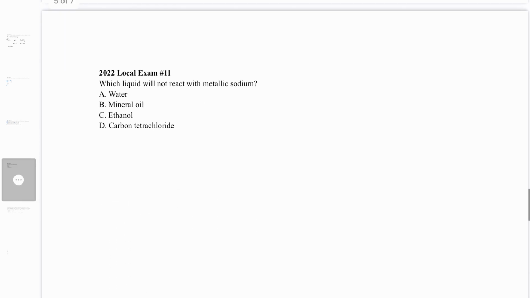Let's go to question 11. Which liquid will not react with metallic sodium? This is a classic lab question. Metallic sodium is really, really reactive, so you don't want to leave it out. It'll react with almost anything. And the thing that we usually store it in is mineral oil. Mineral oil prevents it from reacting. Metals like sodium that are really reactive, you want to store in mineral oil. That'll help keep it from reacting.